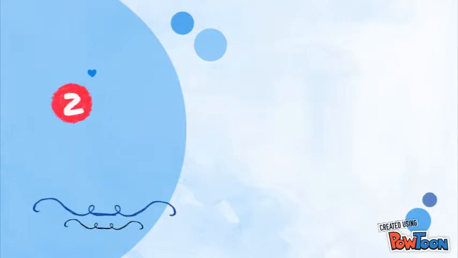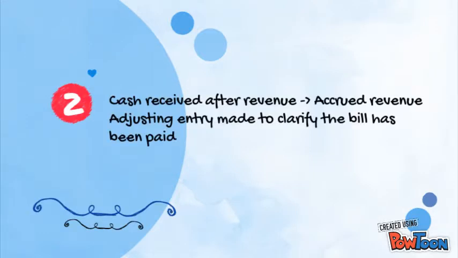Second scenario is if cash is received after revenue, the business would record it as accrued revenue. By doing so, the business identifies that the revenue has not yet been billed to the customer. The adjustment is then made later when the bill has been paid by the customer.